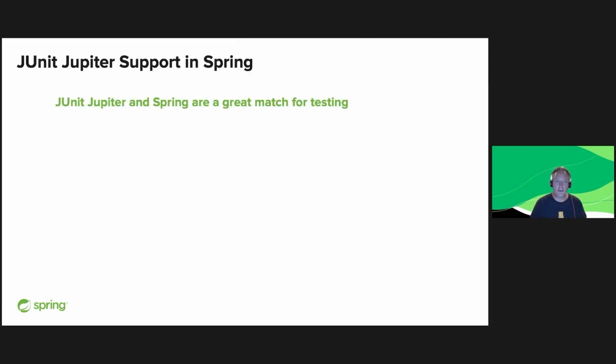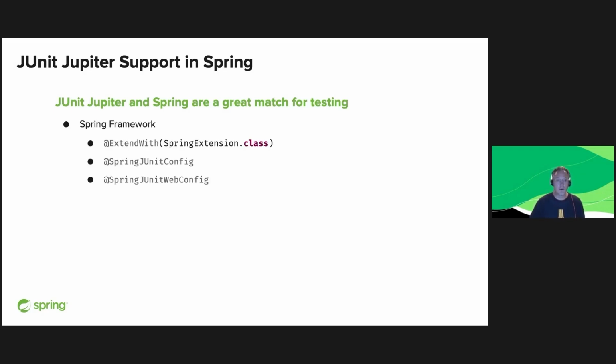I'd just like to start off by saying that JUnit Jupiter and Spring are actually a great match for testing. In the core Spring Framework, we have the Spring extension, which you can use. You can use some of the built-in composed annotations, @SpringJUnitConfig and @SpringJUnitWebConfig, to get your tests up and running with Spring and JUnit Jupiter. And on the Spring Boot side, we have the well-known @SpringBootTest annotation and many of the testing slice annotations like @WebMvcTest, etc. Those annotations are meta-annotated with @ExtendWith(SpringExtension.class), so that means the Spring extension is automatically going to be registered for you. So you're getting the Spring testing support with JUnit Jupiter and Spring Boot out of the box.